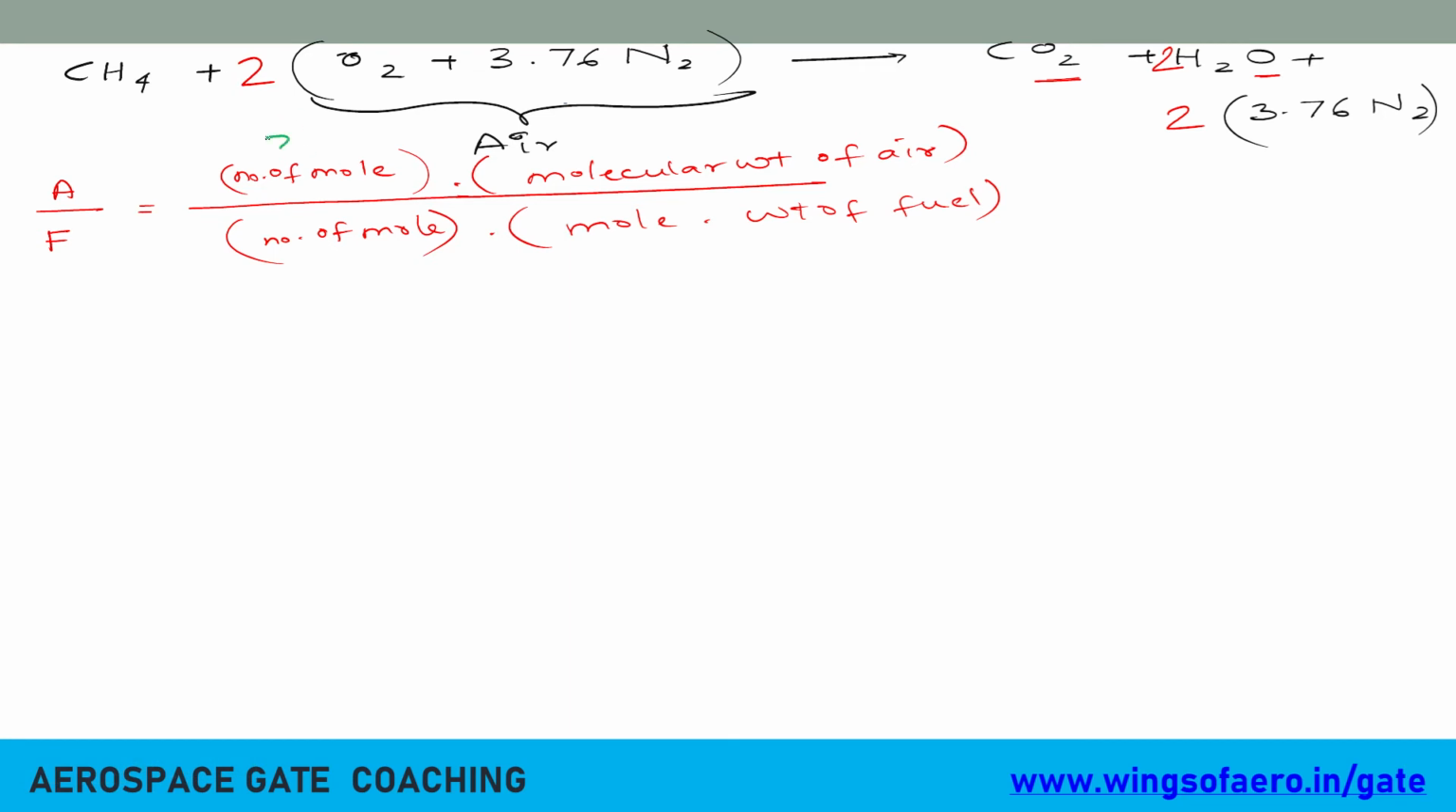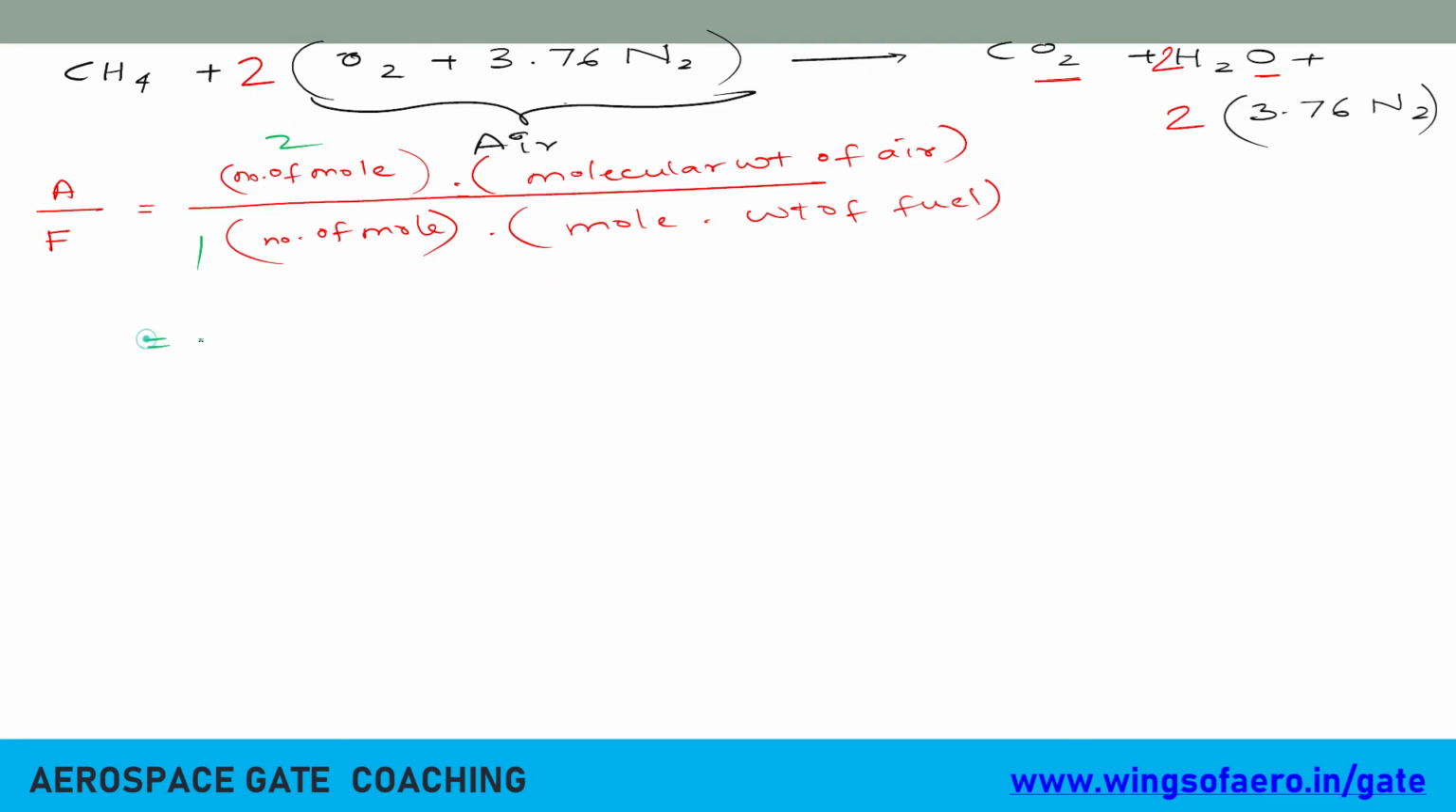Mole of air is 2. Here mole of fuel is 1. So you can also expect a question asking what is the number of moles of fuel, or the number of moles of air, to make a complete combustion. So first you need to balance, and from there you will get the answer.